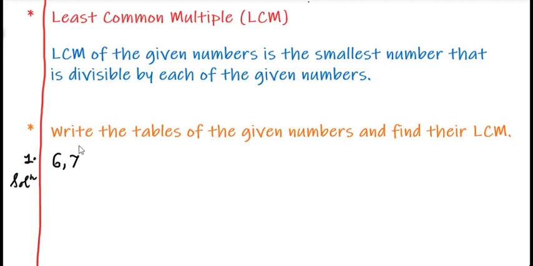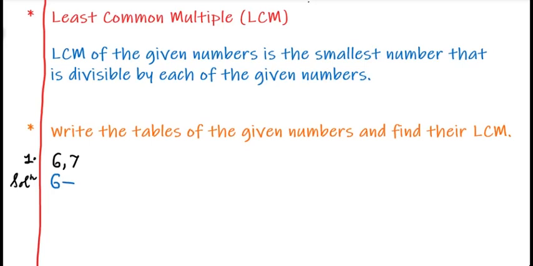So now we will solve the question which is given on page number 19, that is write the tables of the given numbers and find their LCM. So I have taken the first sum, that is numbers are 6 and 7. Okay. So first we are going to write the number. What is the number? Yes, the number is 6. And now we are going to write the 6 table.